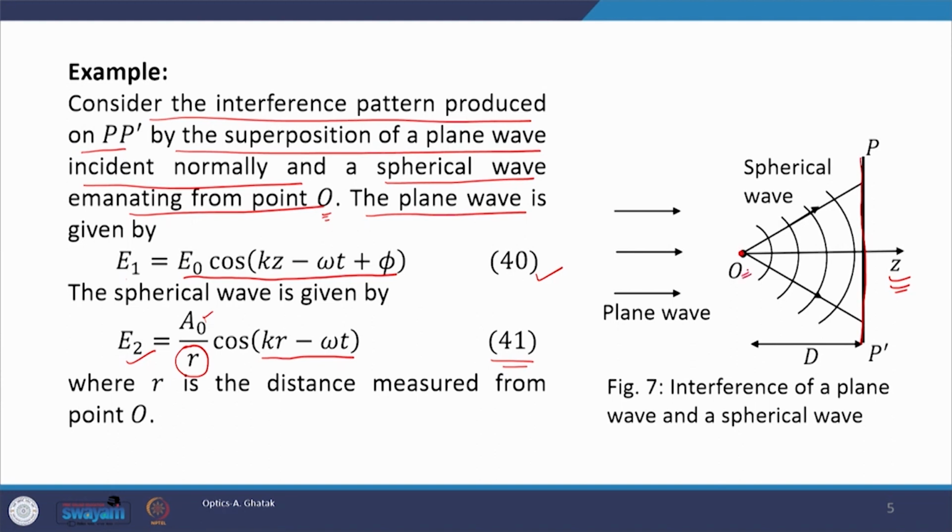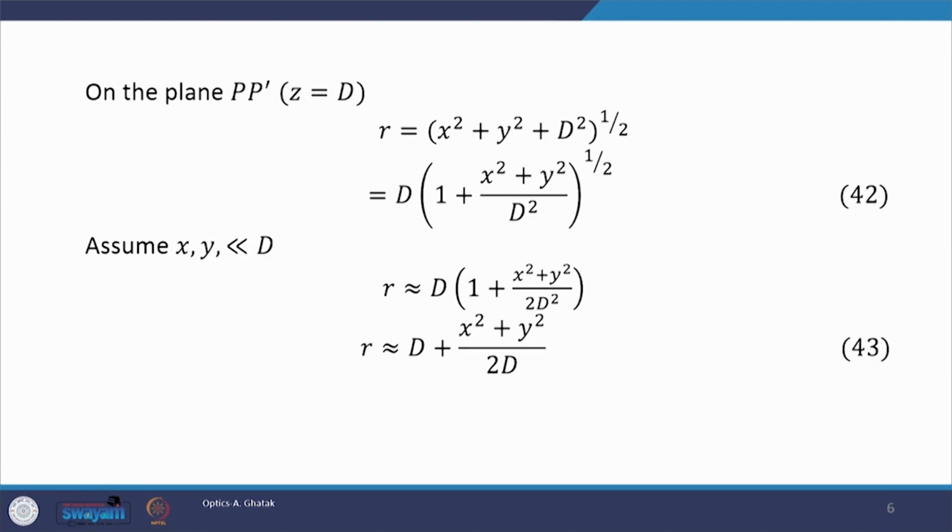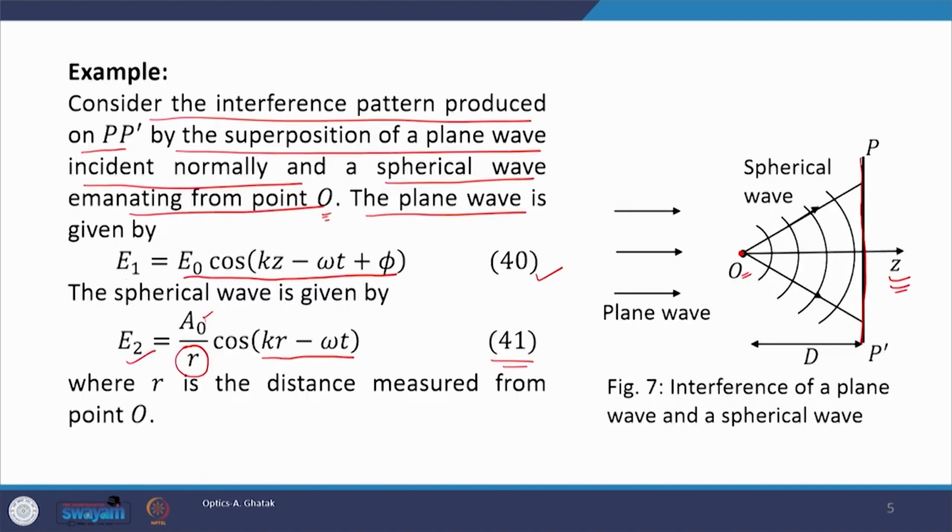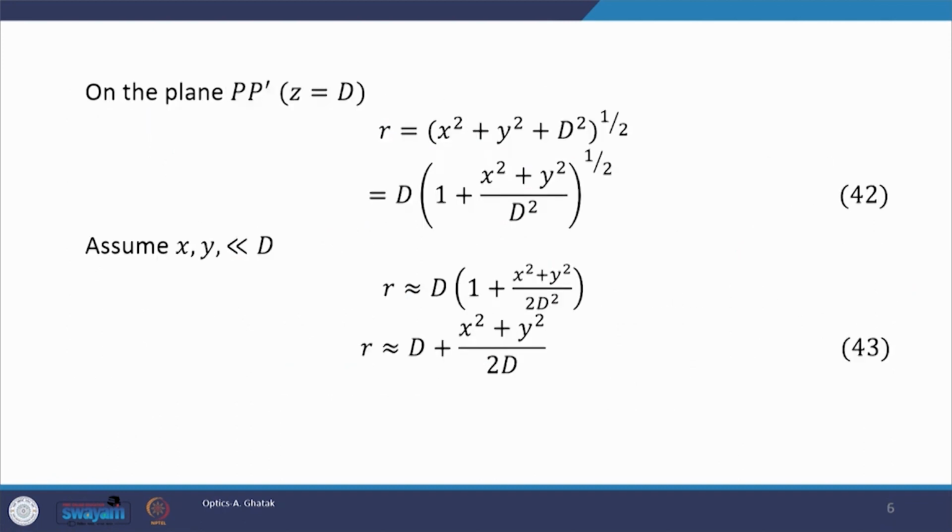Now, once we have the expression for the field, we will do some mathematics to simplify things, to express r in terms of x and y, because the plane wave is written in terms of z. We will also try to reduce the expression for the electric field of a spherical wave to the Cartesian coordinate system.